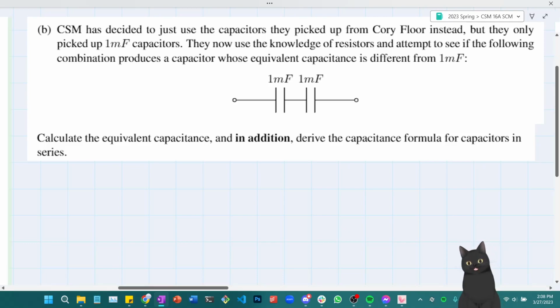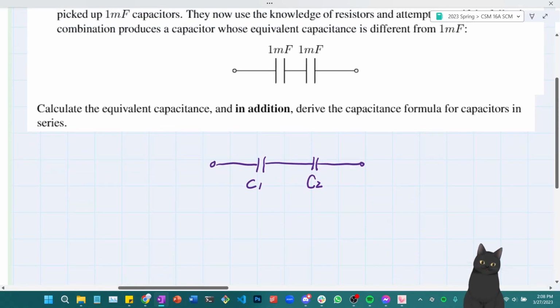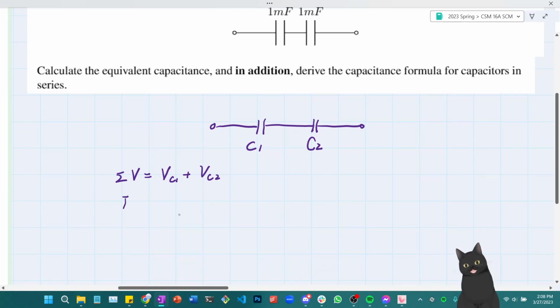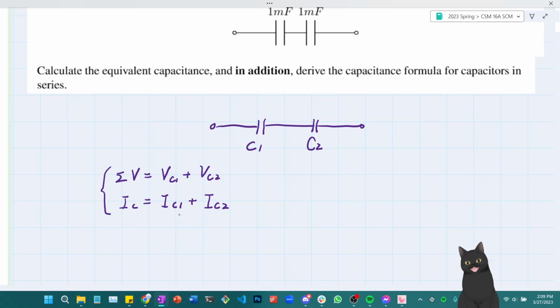If I have capacitors in series, then the circuit of these capacitors in series will look like this. So first of all, the total amount of voltage across these two capacitors is equal to Vc1 plus Vc2. Second of all, the current across these capacitors is going to be the same, and that is because they're in series. So these two properties hold exactly like how resistor properties hold.